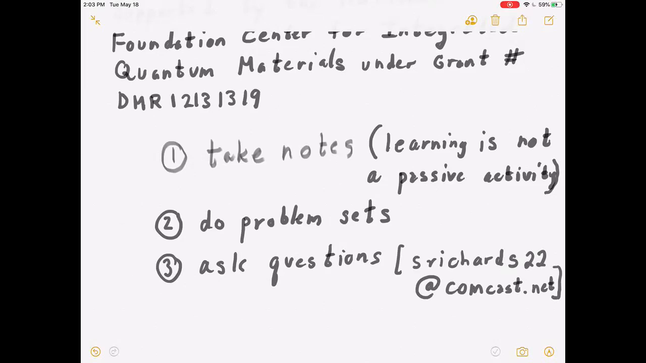I promise to get back to you within 24 hours of you sending me the email message. But this is a mechanism where I'm available to answer questions that you may have, and feel free to use it. Finally, you might want to get a ruler for this course, because both in working the problem sets and in going through the lecture notes, a ruler is going to be useful from time to time. So that's a good thing to have.